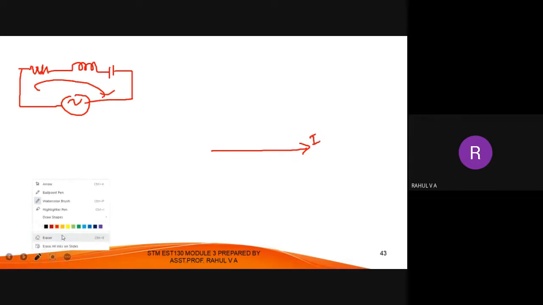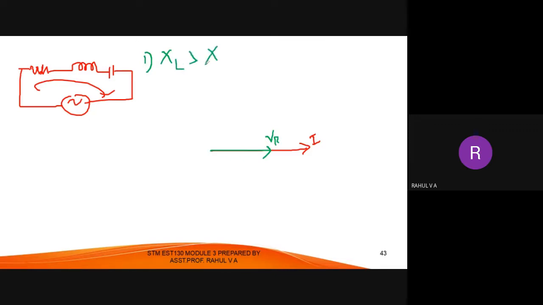Then first I am taking the resistance component. So I should draw the voltage phasor on the current phasor. Then I am explaining the first case. What was the first case? Inductive reactance is greater than capacitive reactance, or I can write voltage across inductance is greater than voltage across capacitance. So the voltage phasor of the inductor will be greater than that of the capacitor.